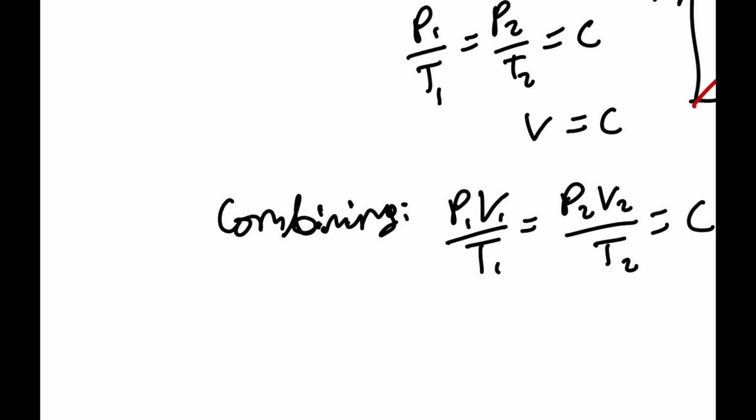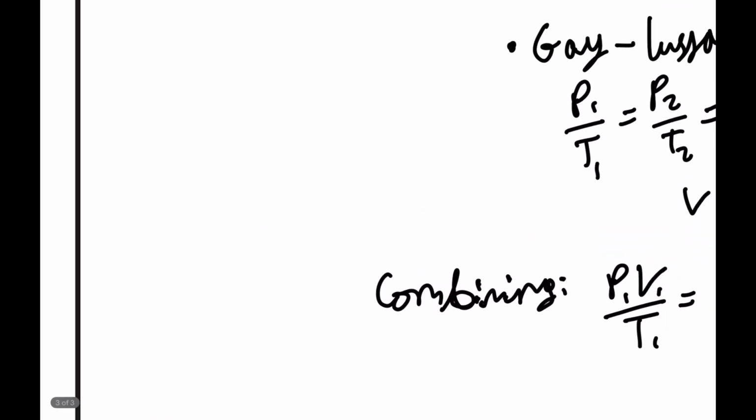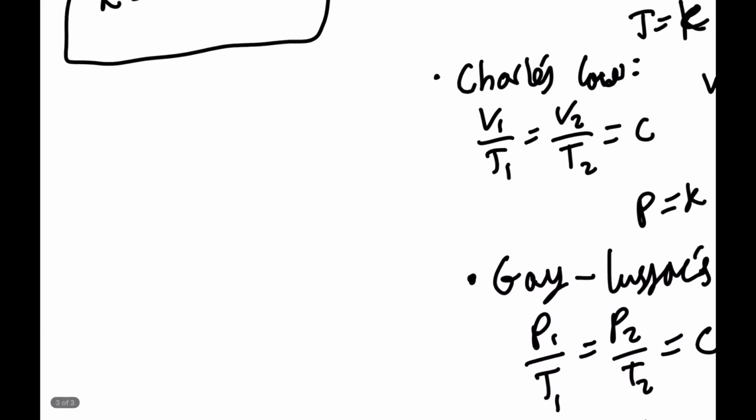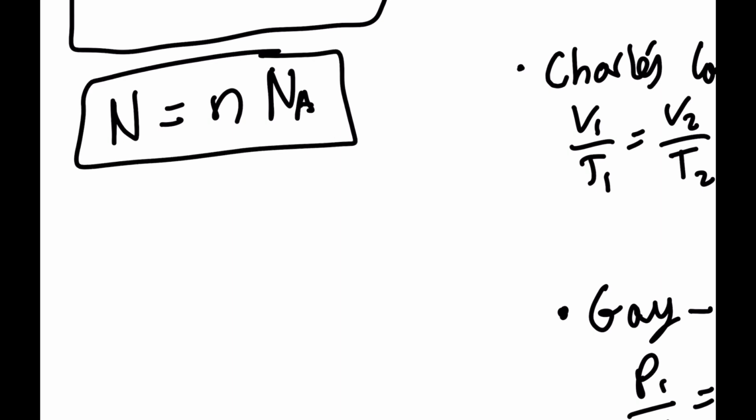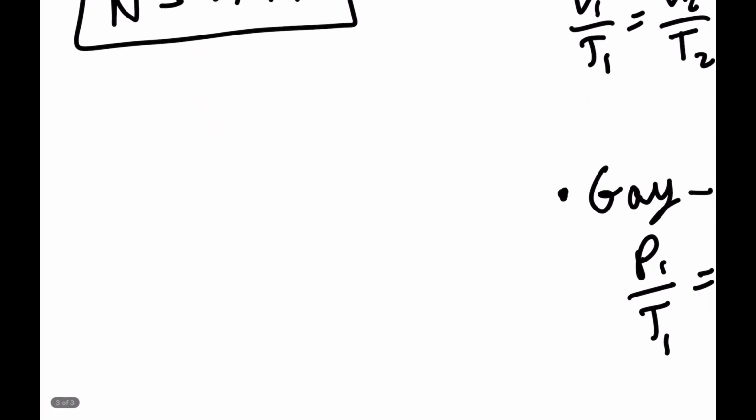Now let's go on to Avogadro's constant and the number of particles. The number of particles is equal to the number of moles times Avogadro's constant. It's a good formula to know. And let's go on to the ideal gas equation.